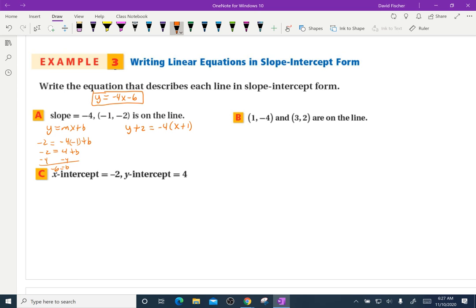Now look at how a little bit easier this is. Let's get rid of our parentheses. -4x minus 4 equals y plus 2. Now I just need to get rid of my 2, and I have it in y equals mx plus b form. Same answer. But a little bit easier, maybe. When we have 2 coordinates, we can't do anything until we have the slope. So if you're ever stuck and just don't know where to begin, find the slope.